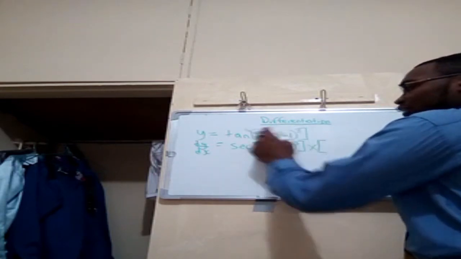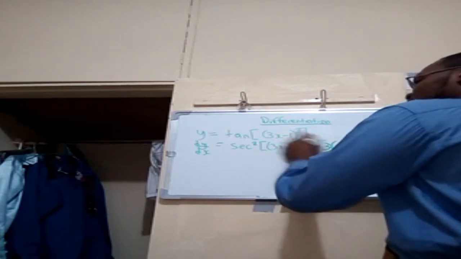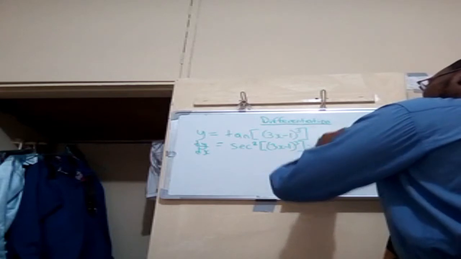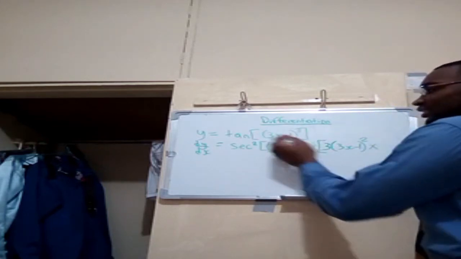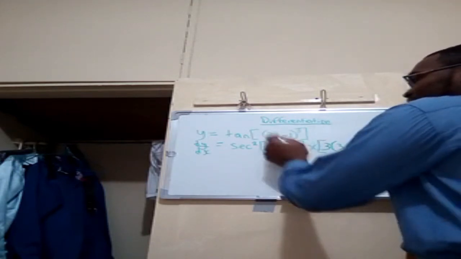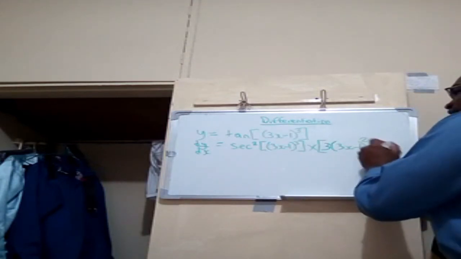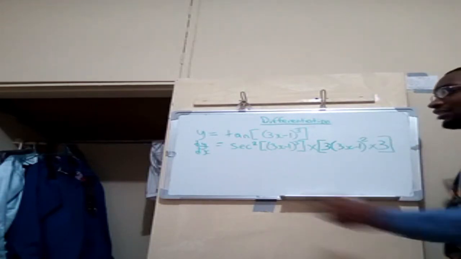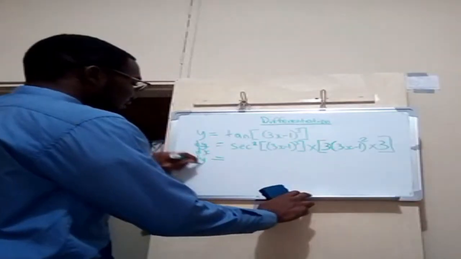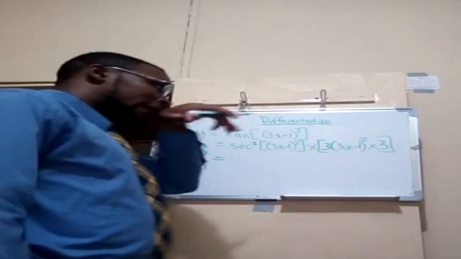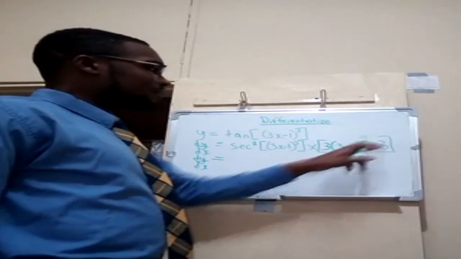To differentiate this, we bring down the power, then we subtract 1 from the power to get square. Then we times by the differential of what's inside, 3x minus 1, and the differential of 3x minus 1 is 3. So this one is very lengthy. What this works out to is dy by dx is equal to 3 times 3x minus 1 all square times 3.